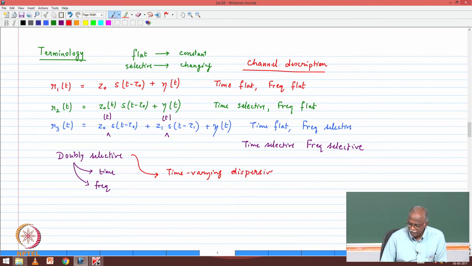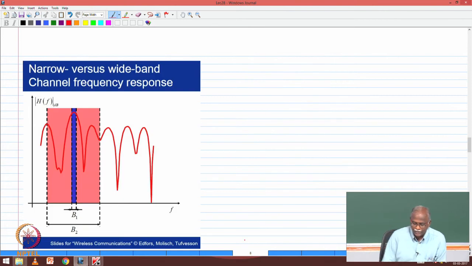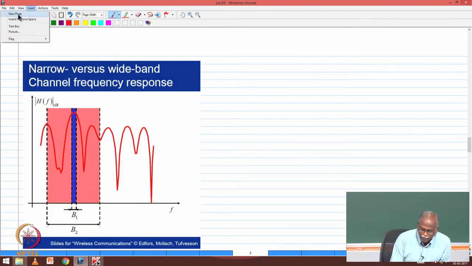Again, simple notation, but sometimes when you read, it's like doubly selective, what is this, so I don't want you to have that confusion. You should be able to be very, very clear about what the notations are. And even when you describe the channel, don't place Z0 as constant, no. Please use the terms time selective, frequency flat, whatever the combination is, so that it gives us an unambiguous description of the channel. Okay.